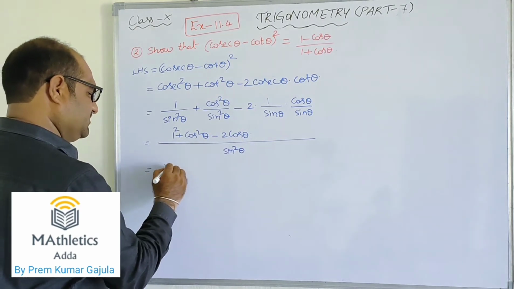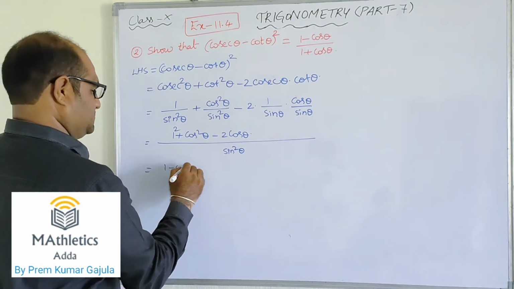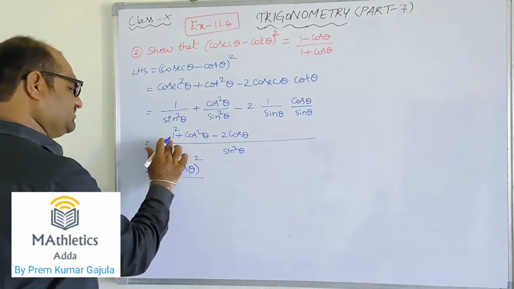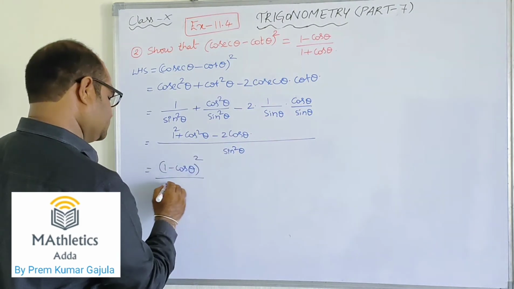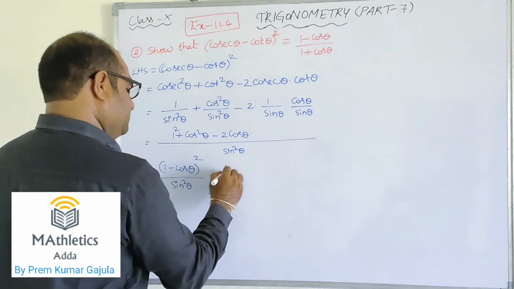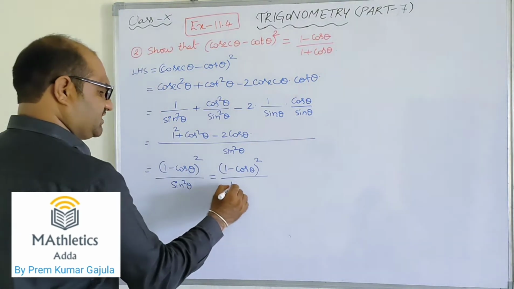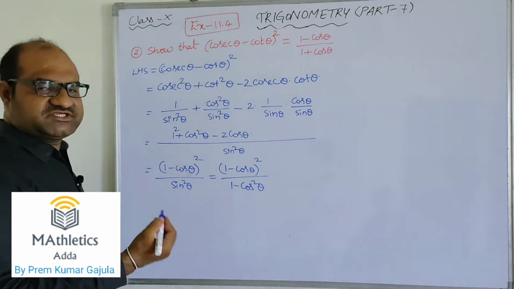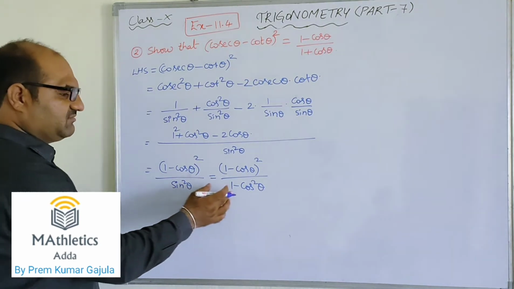So we can write it as 1 plus cos theta, sorry, 1 minus cos theta whole square. Why? Because 1 square plus cos theta square minus 2 cos theta into 1, that is 2 cos theta, and this is sin square theta. So 1 minus cos theta whole square I am writing as it is, and this sin square theta we can write as 1 minus cos square theta. Why? Because from the trigonometric identity, sin square plus cos square is equal to 1. So sin square is equal to 1 minus cos square.